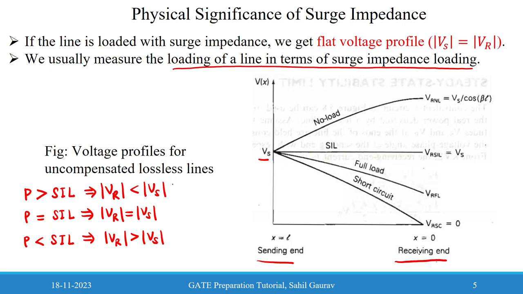And here, if the receiving end voltage is less than the VS voltage, then we usually have to do the shunt capacitance, the capacitive compensation. So this we'll see in one of the questions, so there is no need to write it here. We have to do the capacitive compensation, or where we have to do the inductive compensation.